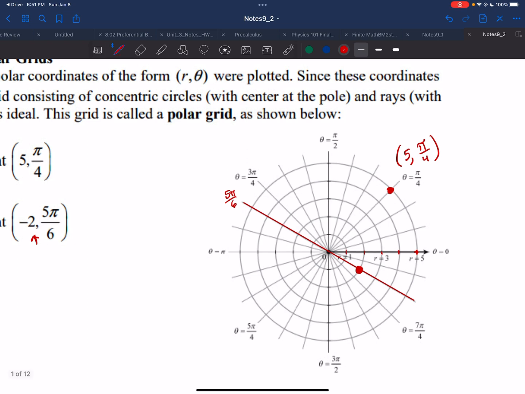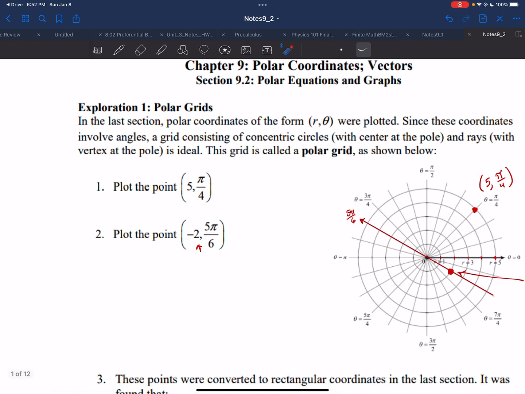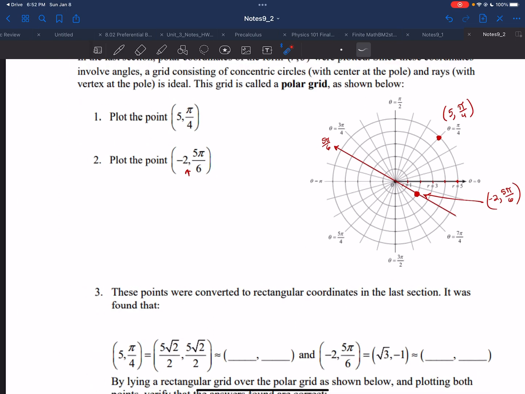So this will be -2, 5 pi over 6, right? Because remember, I go normally with 5 pi over 6, but because I have that negative sign, that means I have to change direction and go this way. And then I skipped the first loop and I went to the second loop because my value was 2. All right. So that's really all there is to it with graphing on a grid.